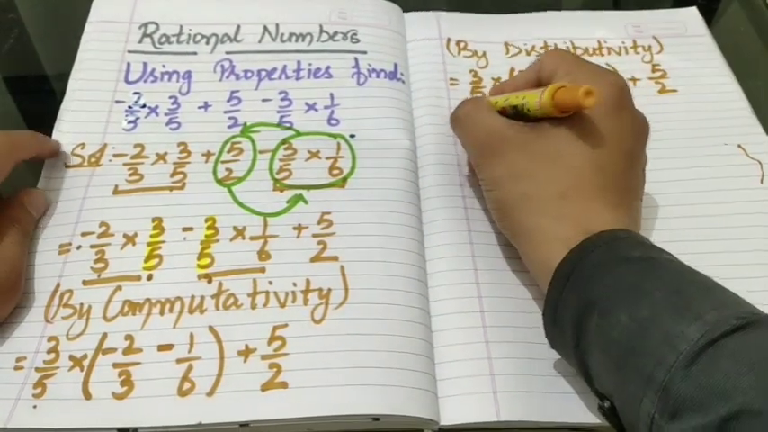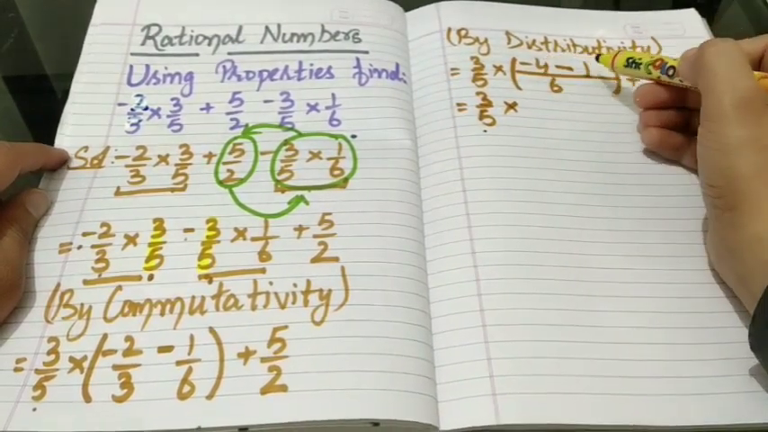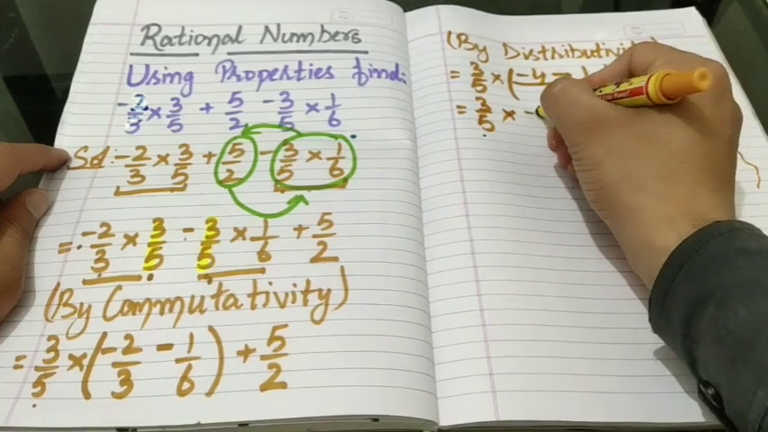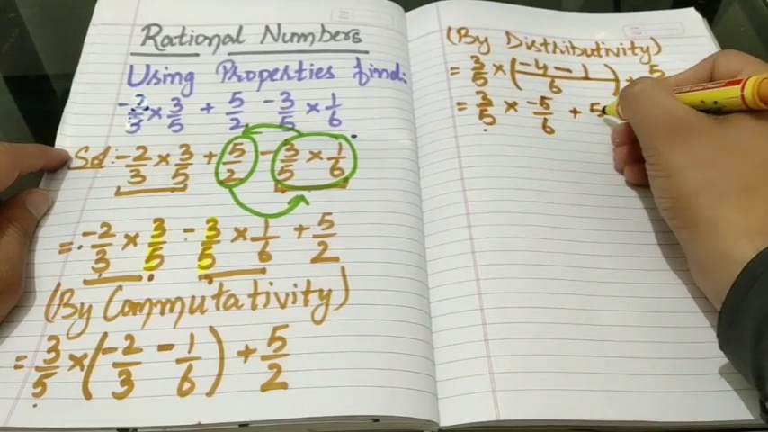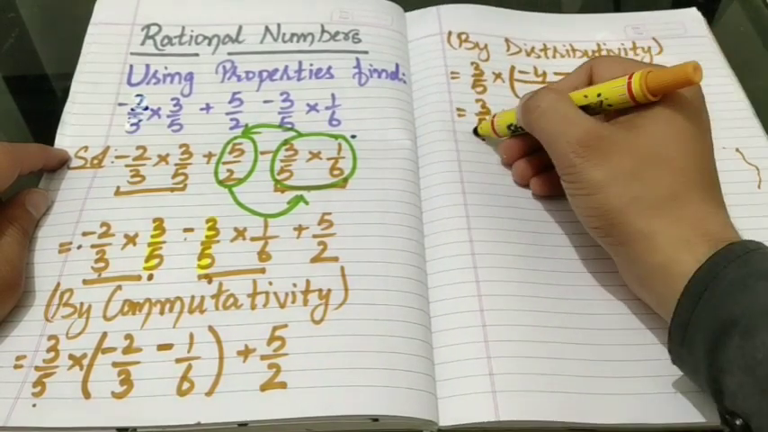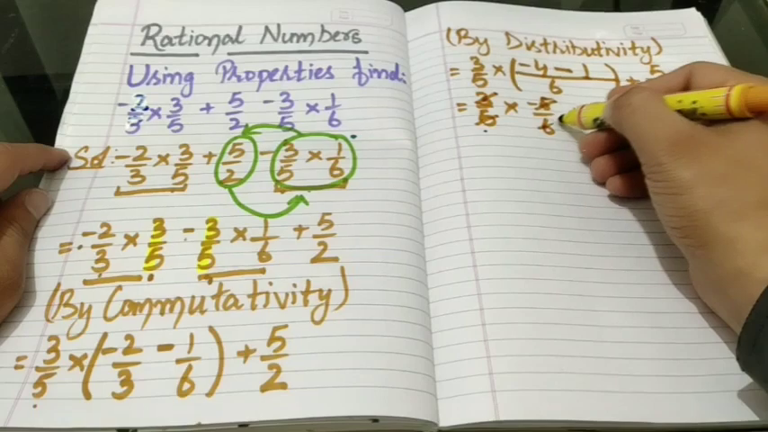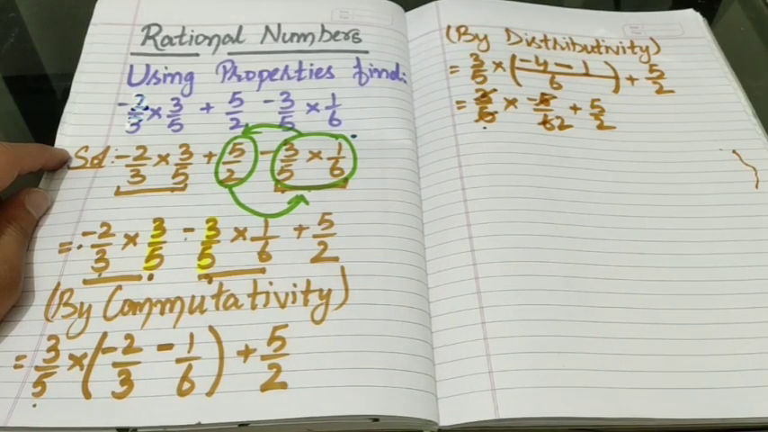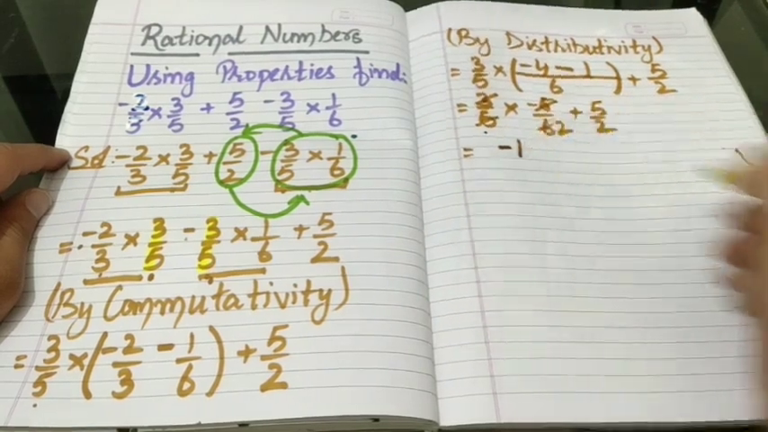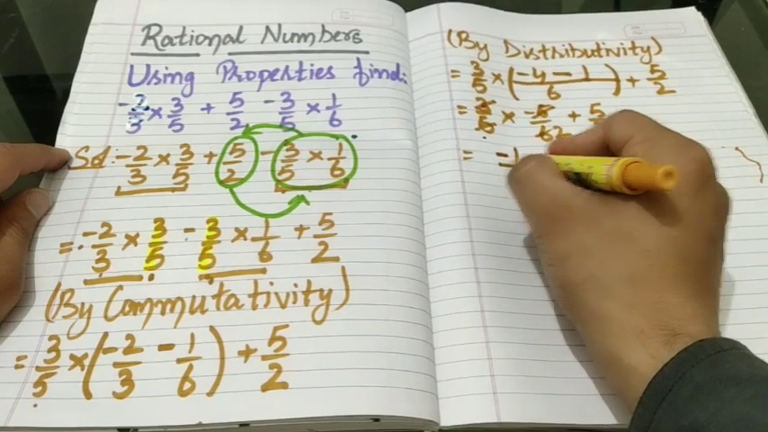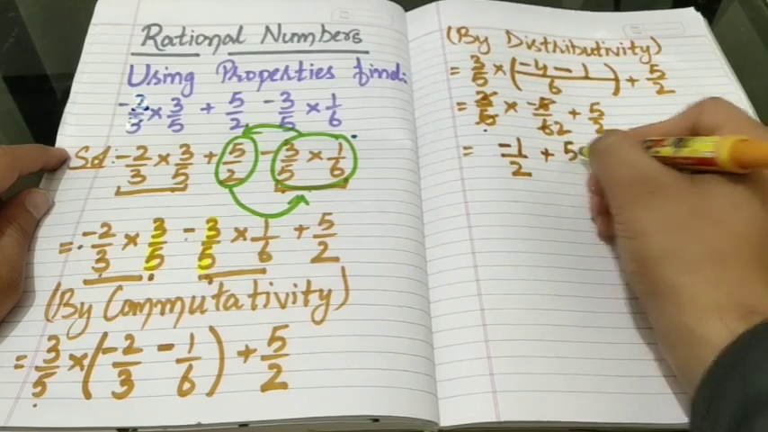Now in the next step, 3 upon 5 as it is, multiplied by minus 4 minus 1, that will become minus 5 upon 6, plus 5 upon 2 as it is. This 5 and this 5 will get cancelled. 3 ones are 3, 3 twos are 6. So here we are left with this negative sign, that is minus 1, and in the denominator it is 2, whereas plus 5 upon 2 will remain as it is.